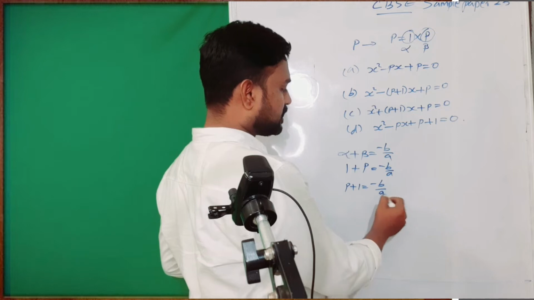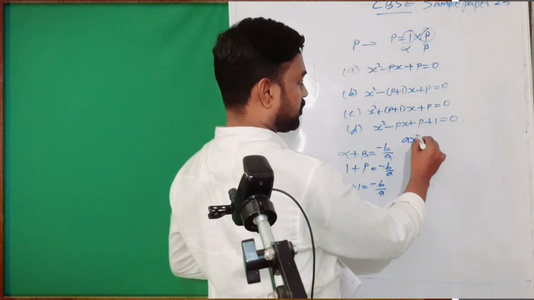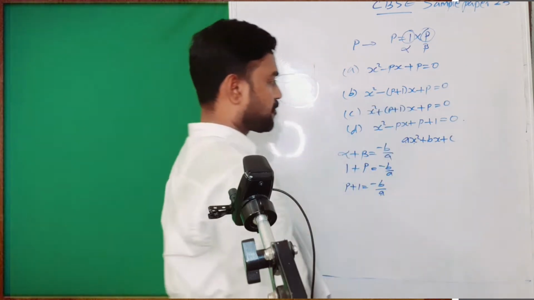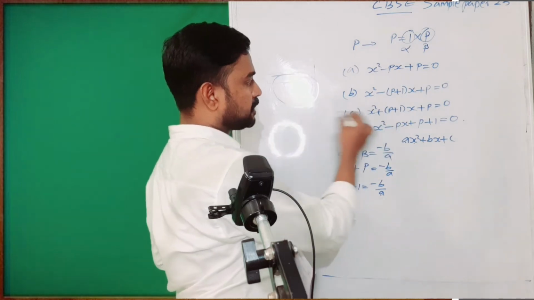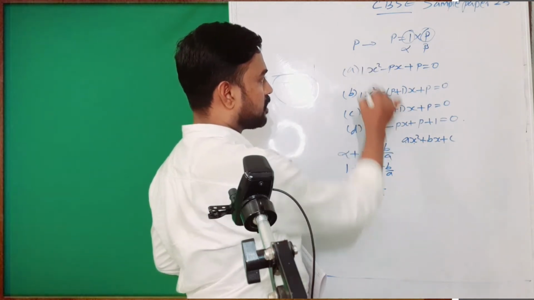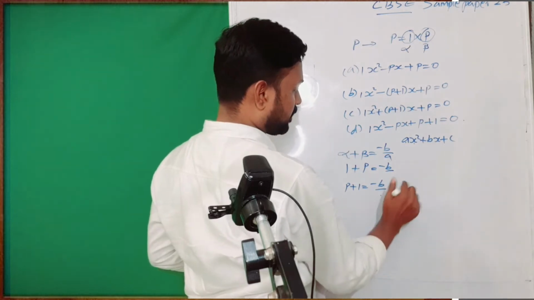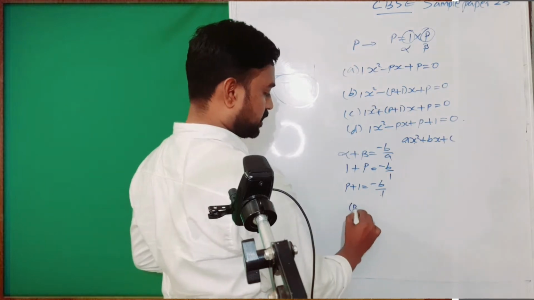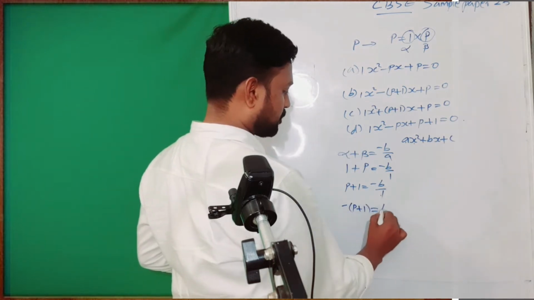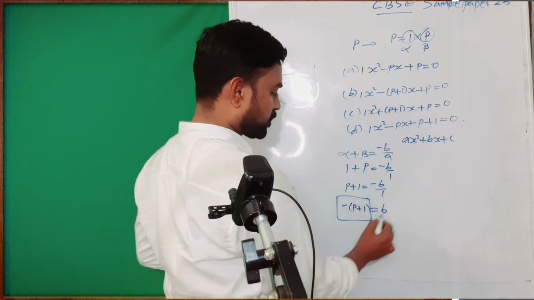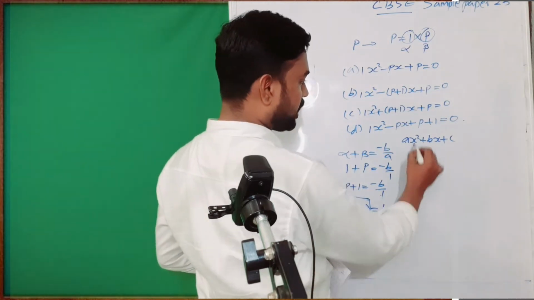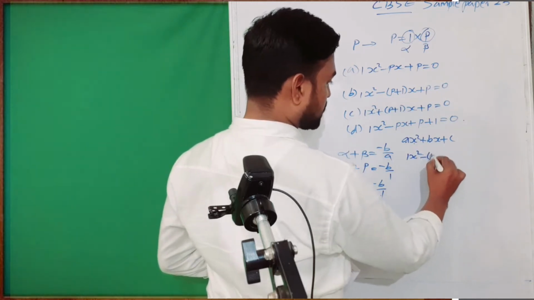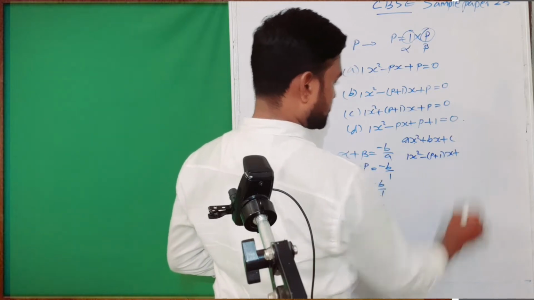What is this a and b? It is the standard form of the quadratic equation ax square plus bx plus c. Coefficient of x square is a. In all these quadratic equations, what is the coefficient of x square? 1. So in the place of a, we can put 1. So minus b is equal to p plus 1. This minus comes to this side, we can multiply on both sides by minus. So b will be equal to minus of p plus 1. What is b? The second term.